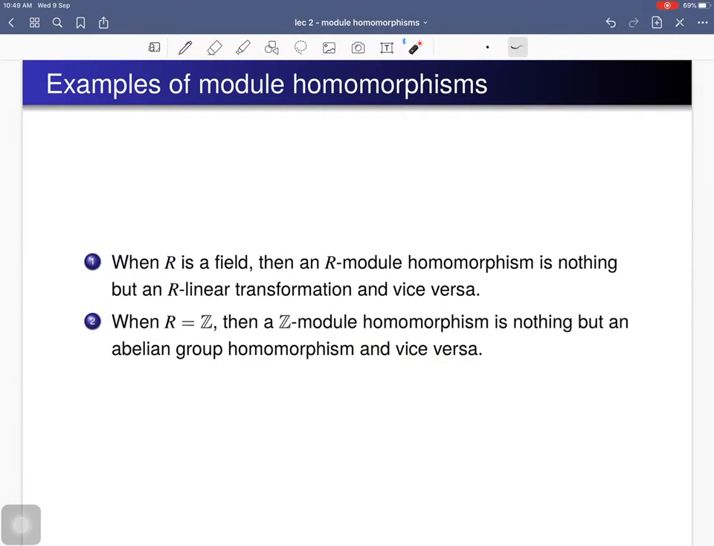When your base ring is the ring of integers, then what is a Z module homomorphism? In particular, it is an abelian group homomorphism. But the converse is also true, because the scalar multiplication is defined in that way only. For example, 2 times x is just x plus x.